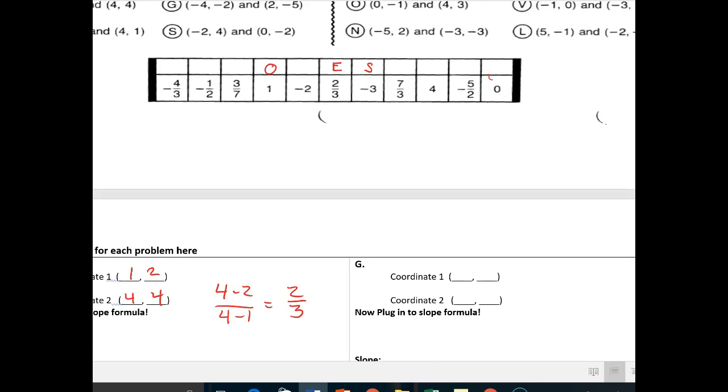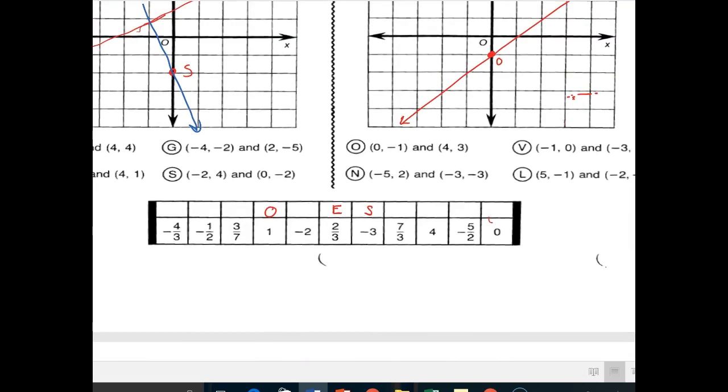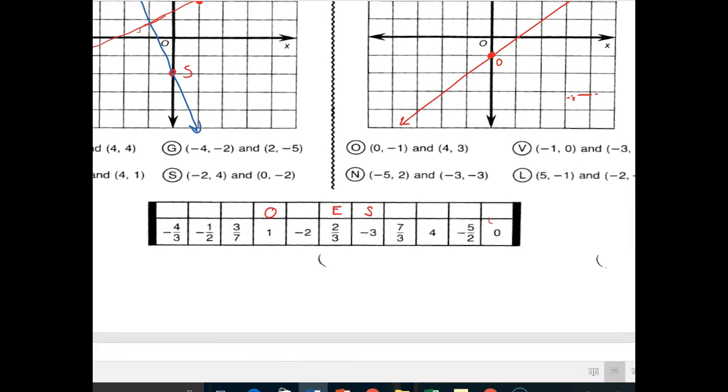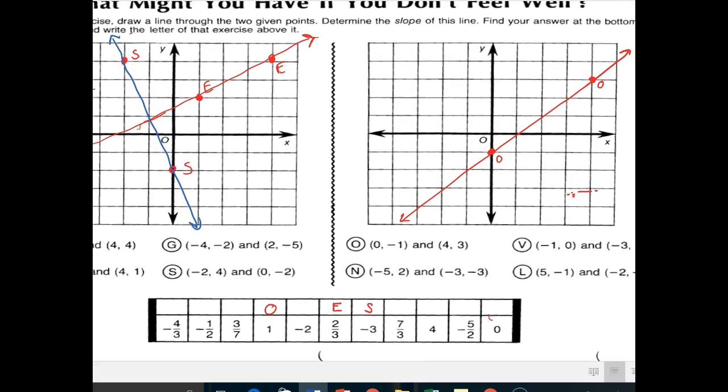All right, I will do one more with you. I will do the second O. So 3, -3, and 4, 1. So 3, -3, move right 3 times, 1, 2, 3, and down 3, 1, 2, 3. That's an O. And then 4, 1. Move right 4 times, 1, 2, 3, 4, and up 1. Then again, draw a nice straight line all the way through, probably straighter than I just drew it.